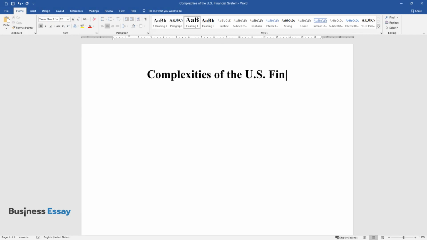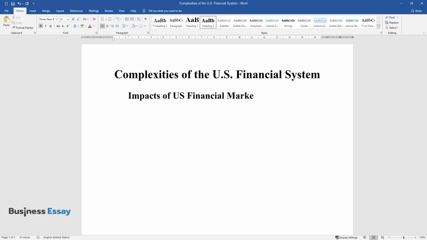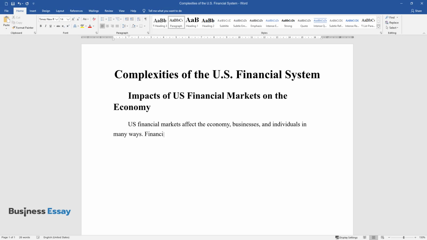Complexities of the U.S. financial system. Impacts of U.S. financial markets on the economy. U.S. financial markets affect the economy, businesses, and individuals in many ways. Financial instruments such as stocks and bonds influence the flow of savings and investments in the entire economy.